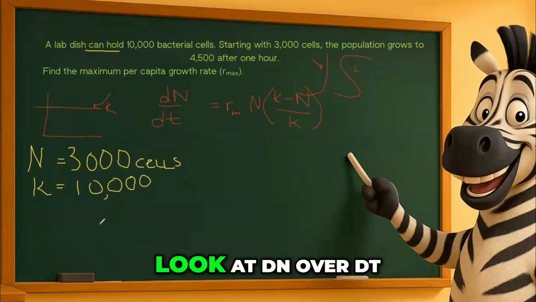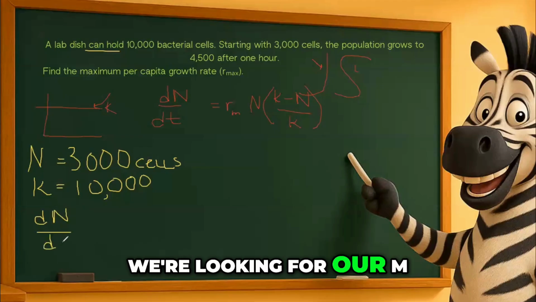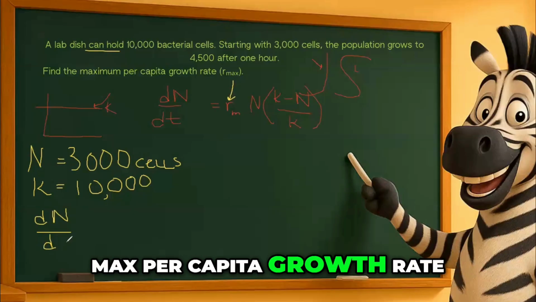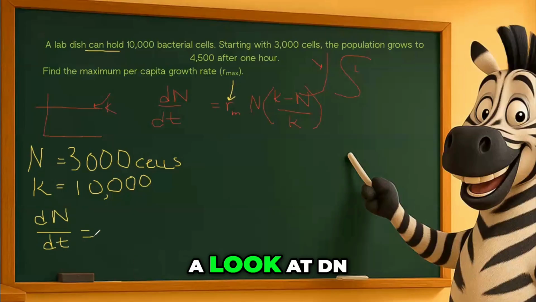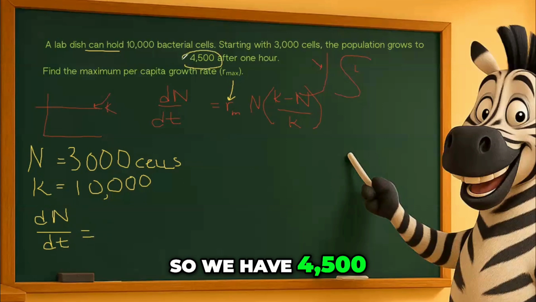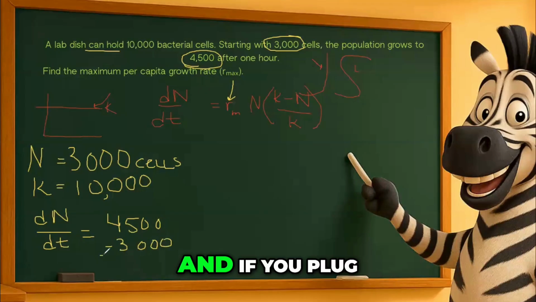Let's also take a look at dN over dt, because remember, we're looking for our R max, our max per capita growth rate. So when we're taking a look at dN over dt, we're looking at the difference to compensate, right? So we have 4,500 and we're starting out with 3,000. So what's the leftover we need? Essentially we say 4,500 minus 3,000. And if you plug that into your calculator, you'll get 1,500.